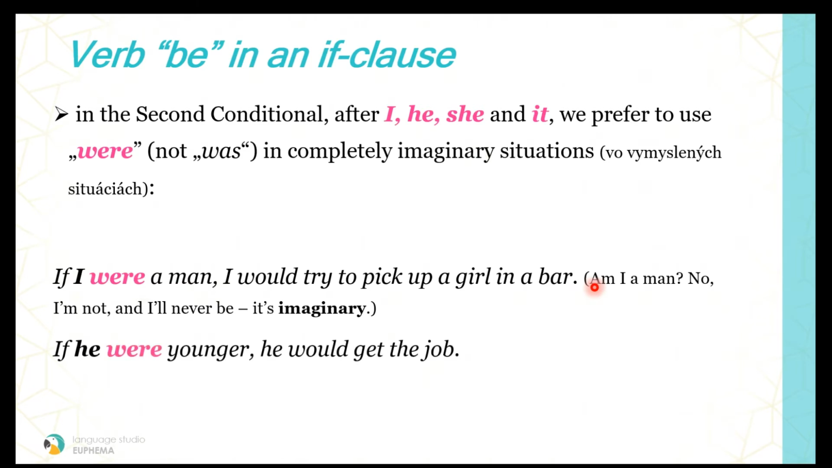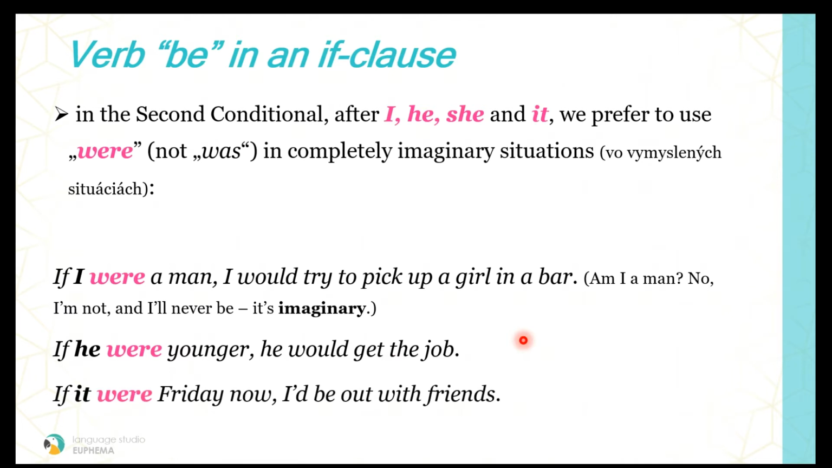Another example, if he were younger, he would get the job. If he were younger. Again, imaginary because he is not so young anymore, okay? So it is just an unreal situation that I just imagine in my head and I speculate what could happen. So if he were younger, he would get the job.